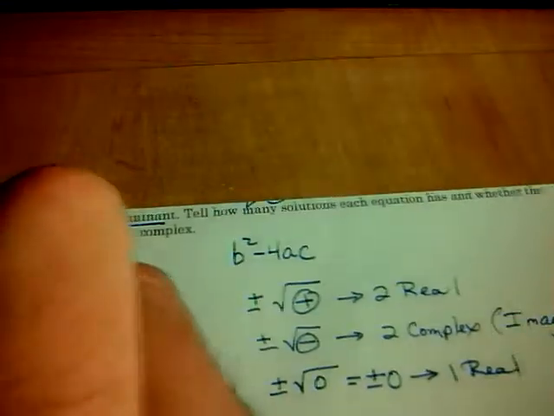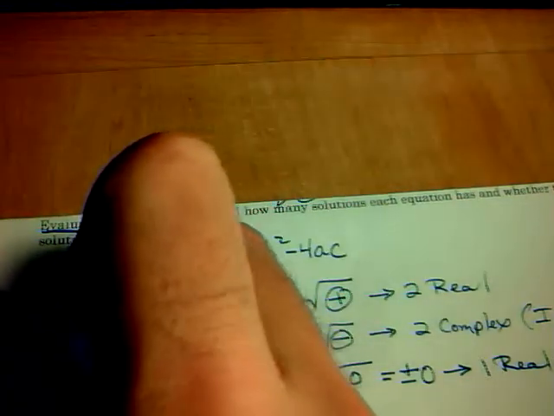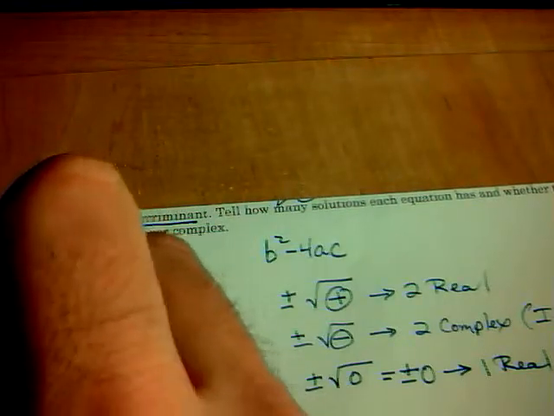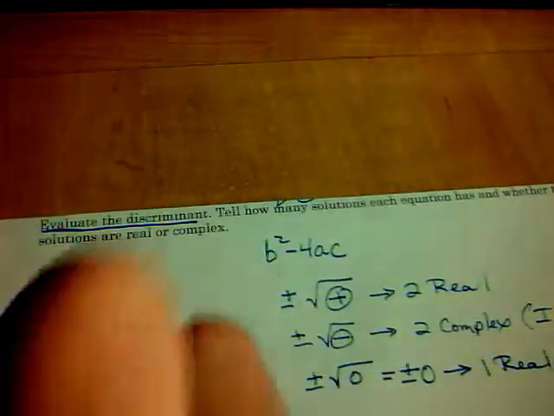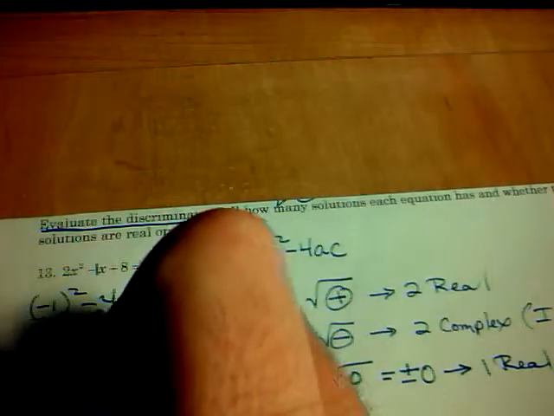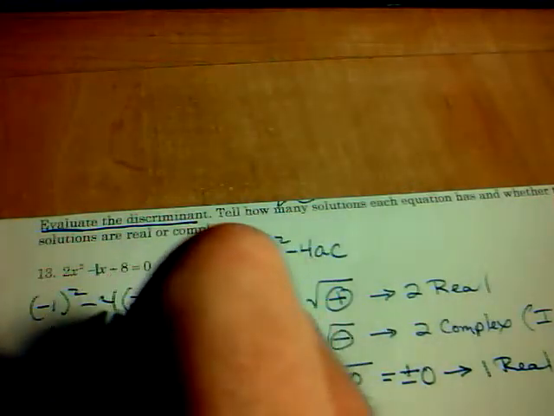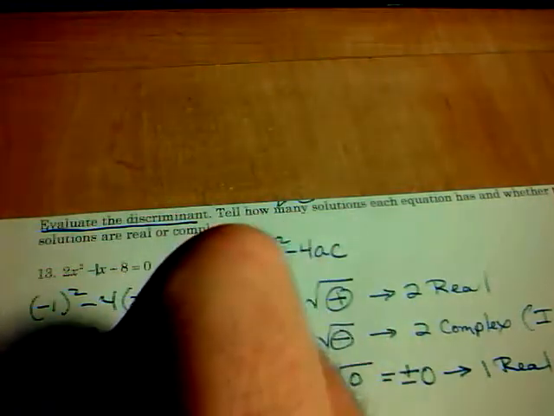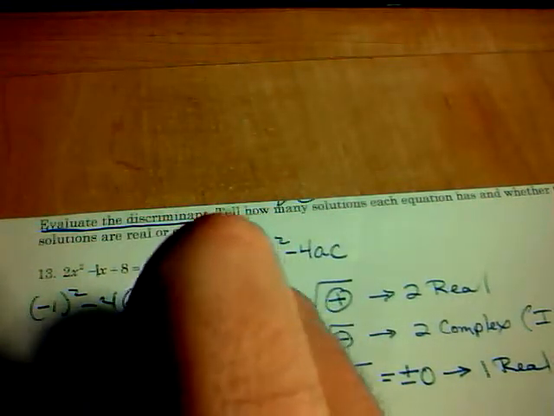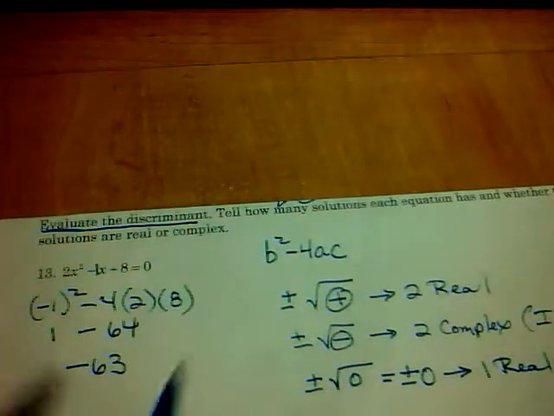So let's try it on this one. If we plug into b squared minus 4ac, we're going to have b, which in this case is a negative 1. So this is negative 1 squared minus 4 times a, which is 2, times c, which is 8. So this is 1. And then, since we only have one negative sign here, that's going to be minus 4 times 2 is 8, times 8 is 64. So we have 1 minus 64, which is a negative 63.